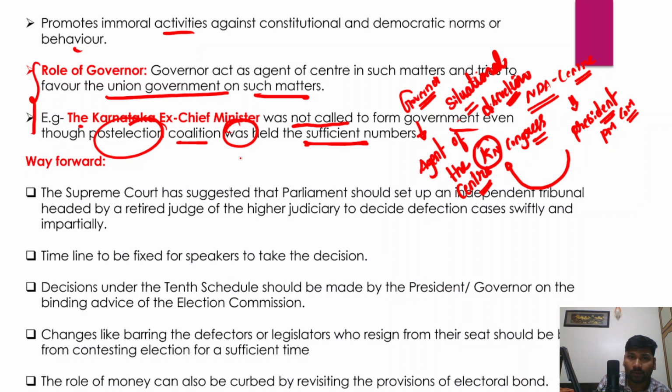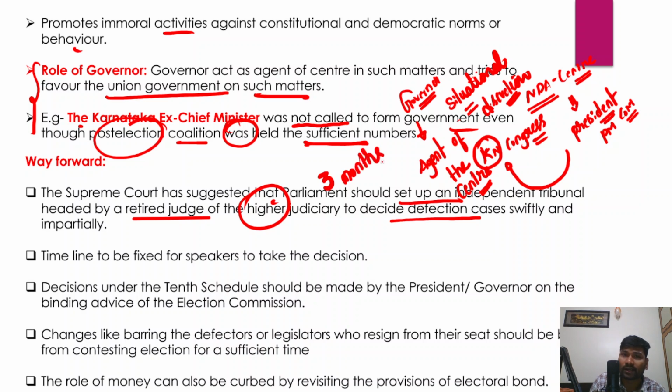In fact, the Supreme Court has time and again suggested that Parliament should set up an independent tribunal, and this independent tribunal should be headed by a retired judge of the higher judiciary to decide on defection cases swiftly and impartially. In a number of judgments, the Supreme Court has also held that the defection petitions must be disposed of within 3 months as well, right? So apart from that, there should be a proper timeline fixed for speakers to take decisions on the anti-defection law.